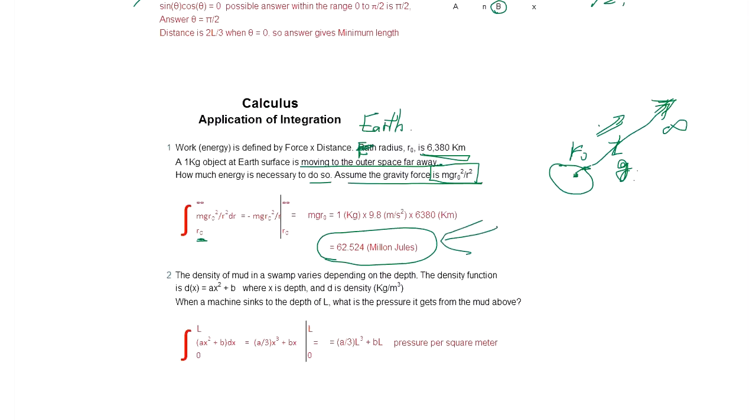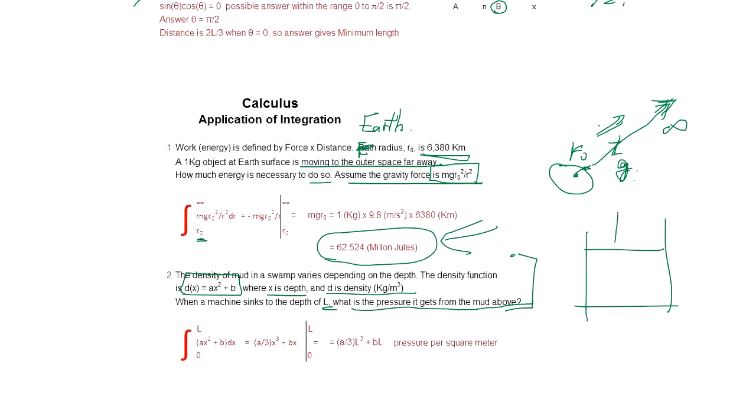The density of mud in a swamp varies depending on the depth. The density function is this, where x is depth and d is density. When the machine sinks to the depth of L, what is the pressure it gets from the mud? Okay, this is an engineering problem.